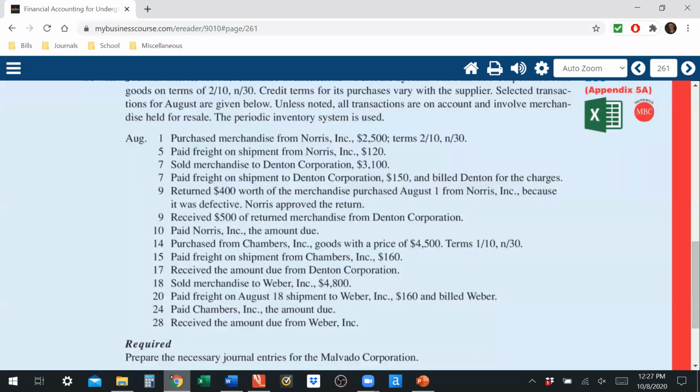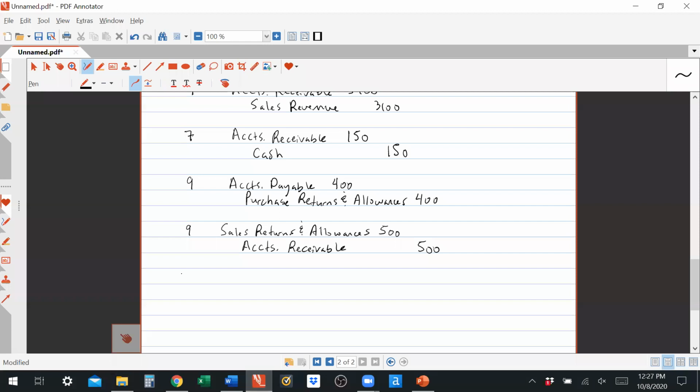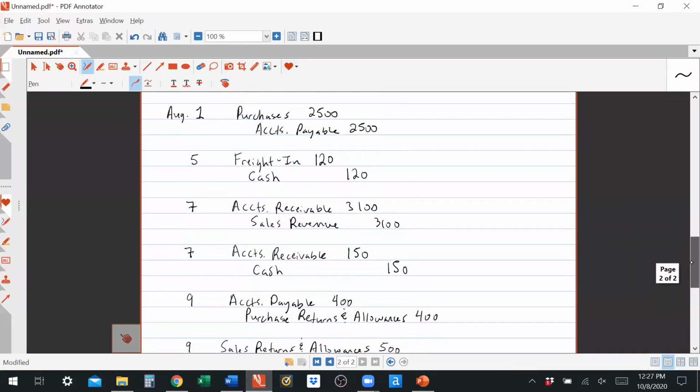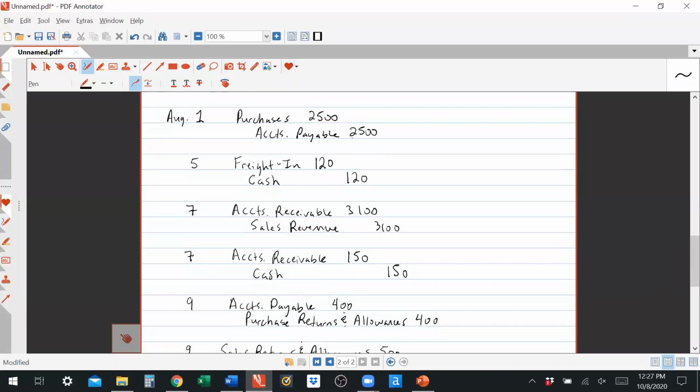And then August 10th, paid Norris Incorporated the amount that we owe them. What amount do we owe them? Let's see. We originally owed Norris $2,500, but then we returned $400 worth of stuff that we purchased from them. So I guess as of right now, we owe them $2,100.